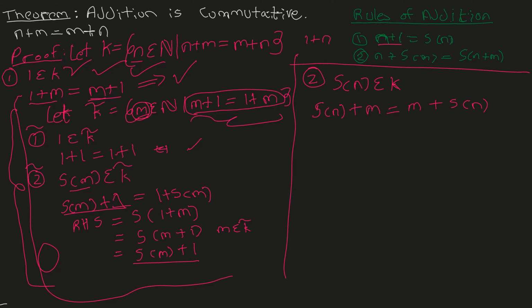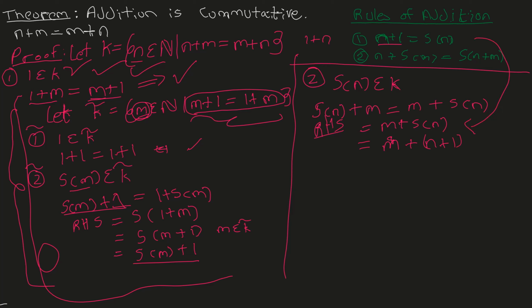Just like we did before, we have to make the left hand side look like the right hand side. So how are we going to do this? Well, let's start by evaluating the right hand side. You can also start with the left hand side, but I'm going to start with the right hand side and try to make it look like the left hand side. The right hand side is m plus successor of n, which is the same as m plus n plus 1. Remember this, we get it from the first rule of addition.